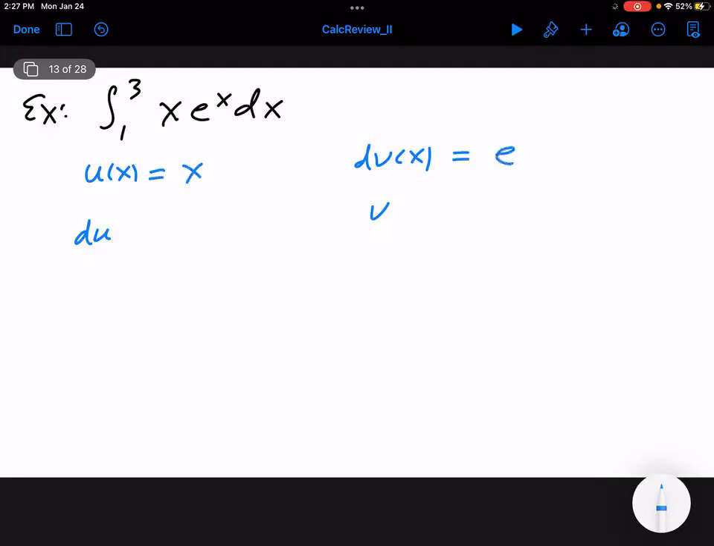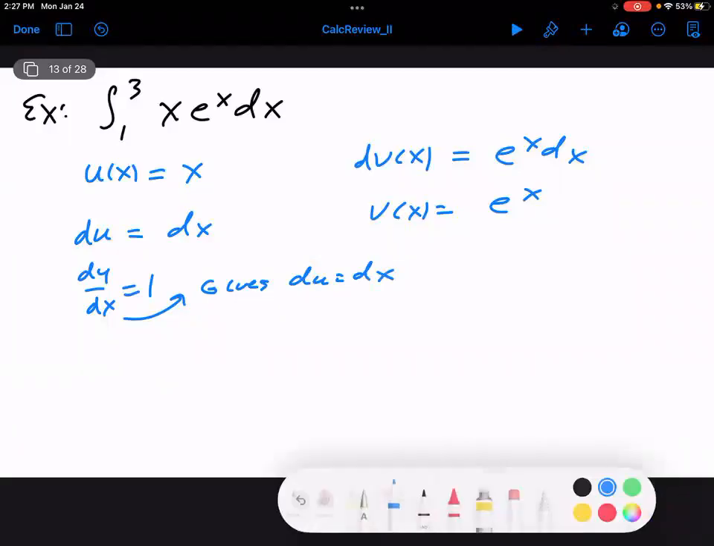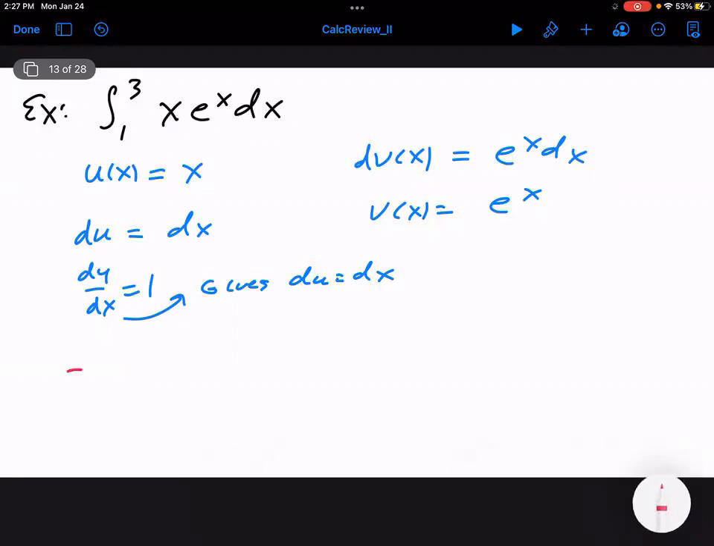dv is going to just be e to the x dx. So then v of x would just be e to the x, and du would just be dx. And again, if you want to think of it the longer way, du dx would just be equal to 1. And so if we multiply by dx, it gives du equals dx.